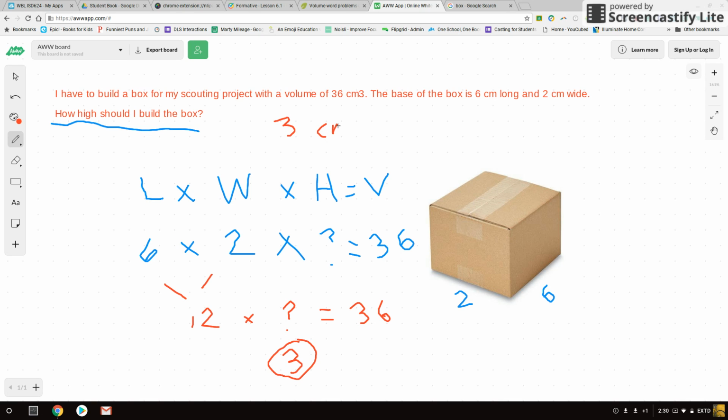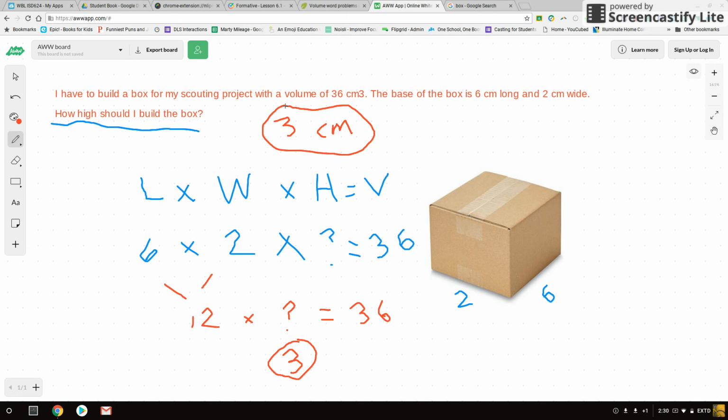So that tells me my height should be 3 centimeters. Now it's just centimeters because it's one single measurement. It's not centimeters cubed because that would be the volume. That would be when we take all 3. But this is just from the bottom to the top. It is the height of the box. It would be 3 centimeters.